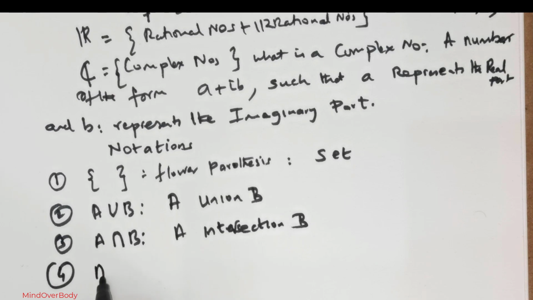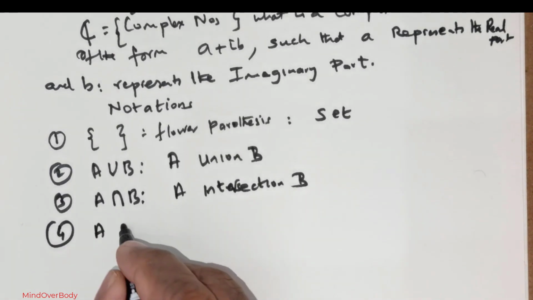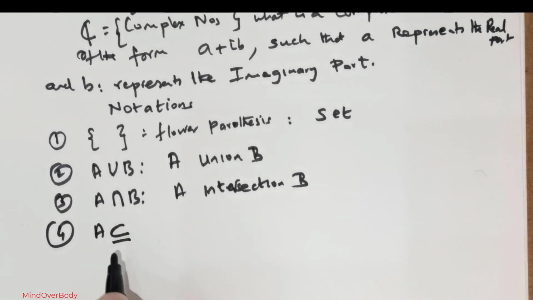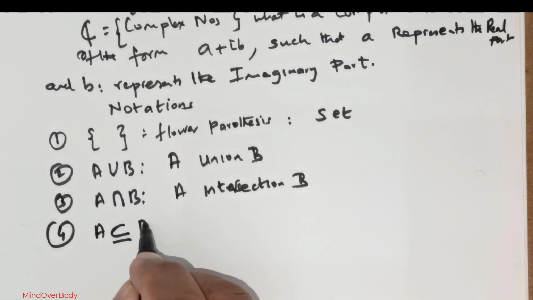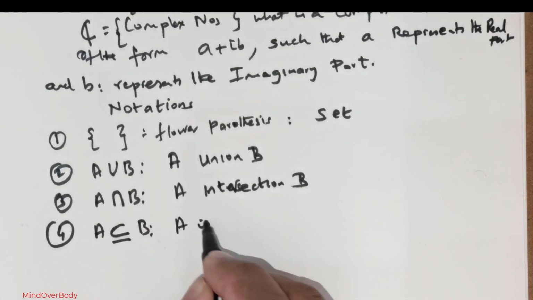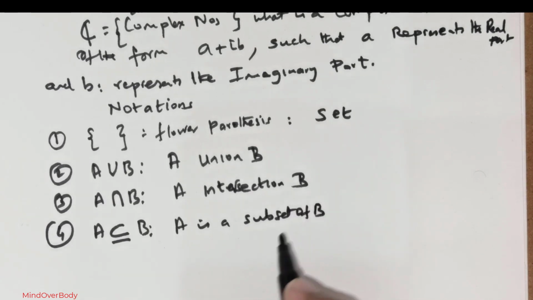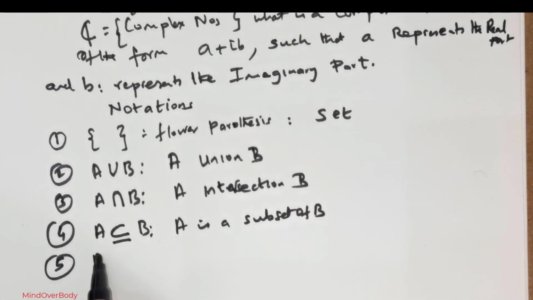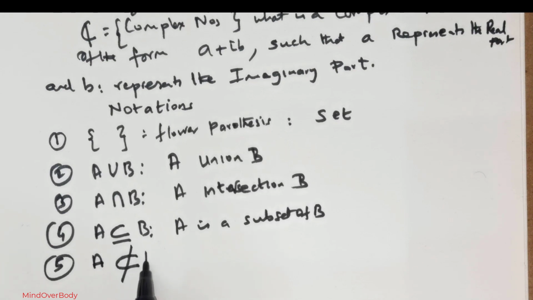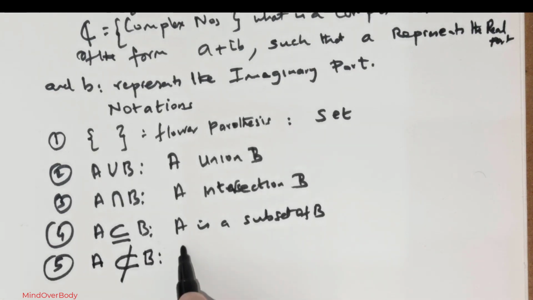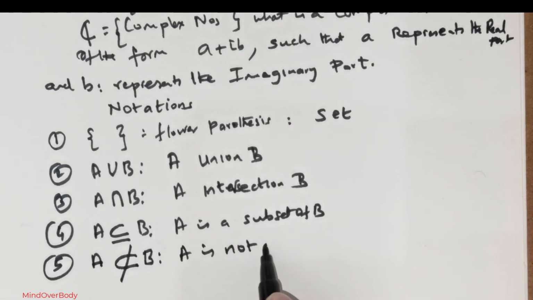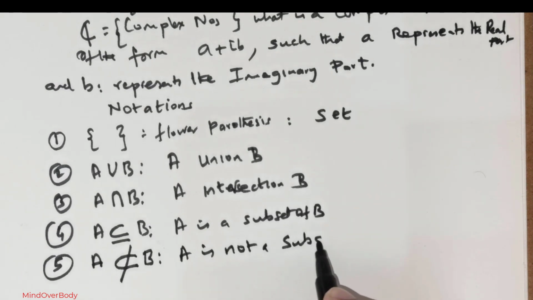Number 4, okay, A, I draw a C like this and I place a line, and then I place B there. So what is the meaning of this? A is a subset of B. Number 5, I place it like this, A, and then I give a C like this and I strike it. What do you mean by this? A is not a subset of B.